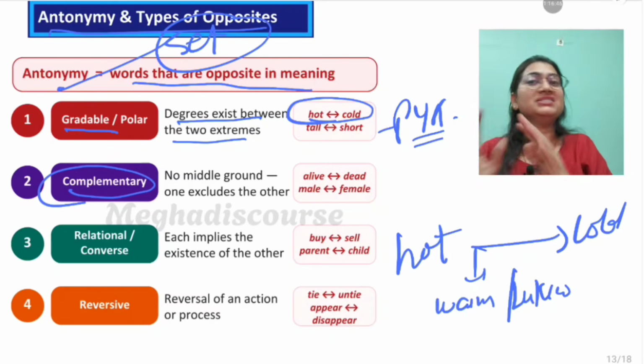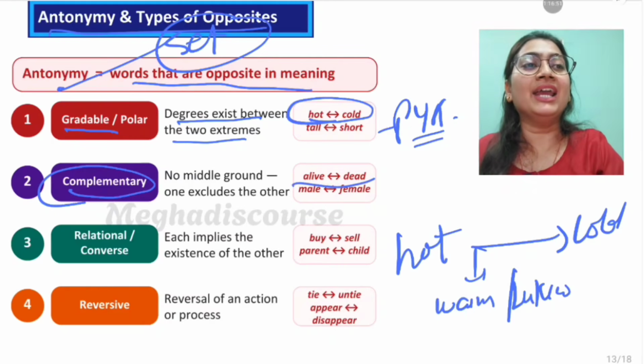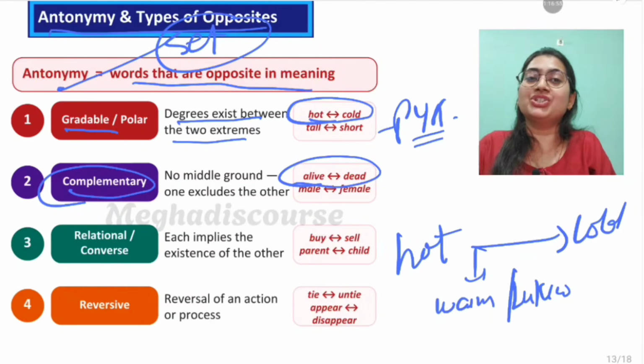Complementary. That means there is no middle term, they just complement each other. Like alive, dead. A person can be alive or can be dead. There is nothing in between.